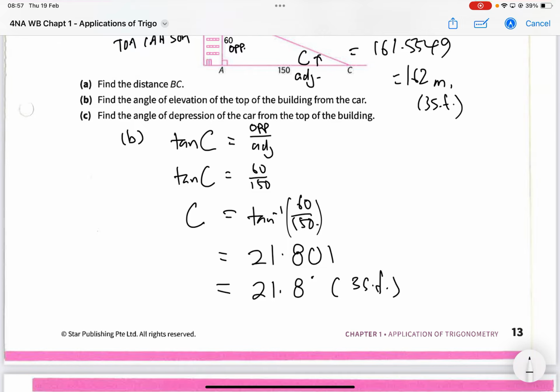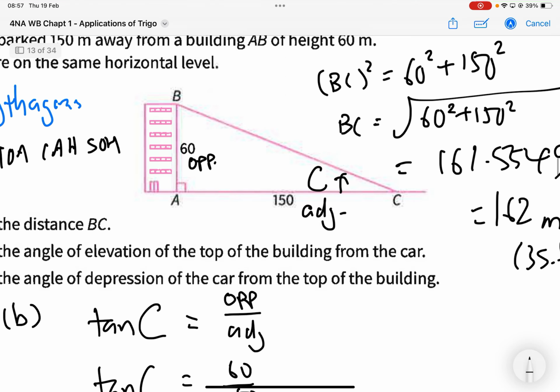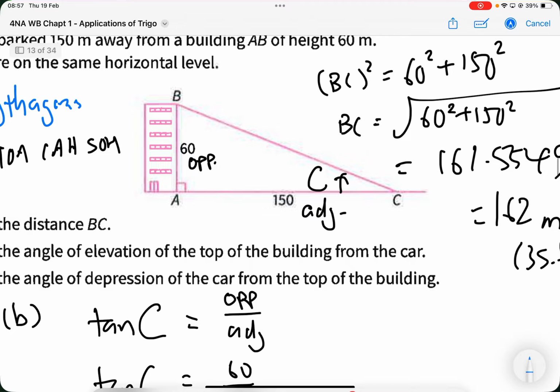Okay, then we still have part C. Angle of depression of the car from the top of the building. So when we are measuring this angle, car from the top, then it must be measured from the horizontal also. So from the top, there's a horizontal that is parallel to the ground. Then the angle of depression is from the horizontal going downwards. This angle.